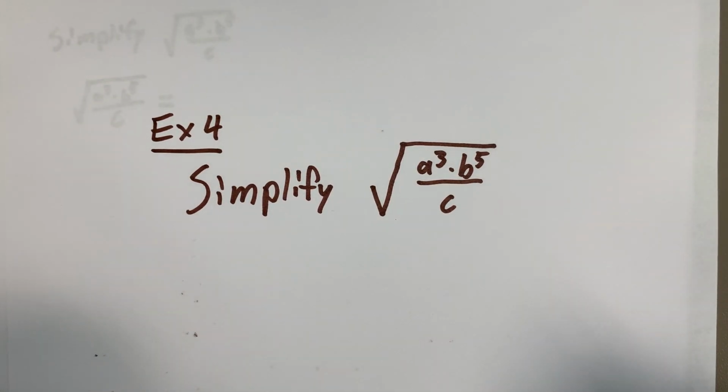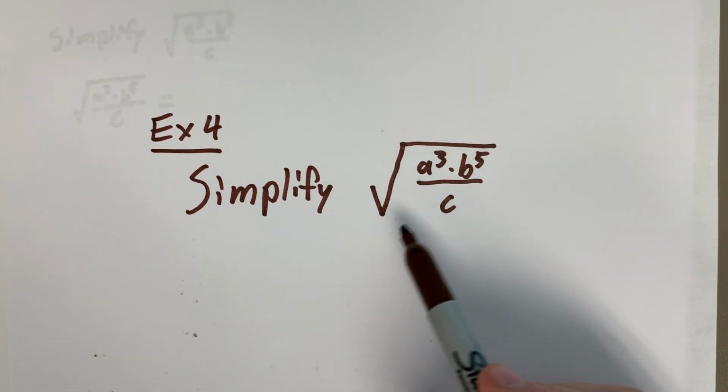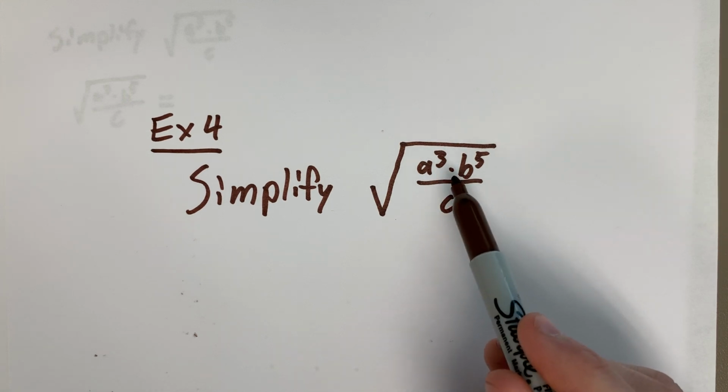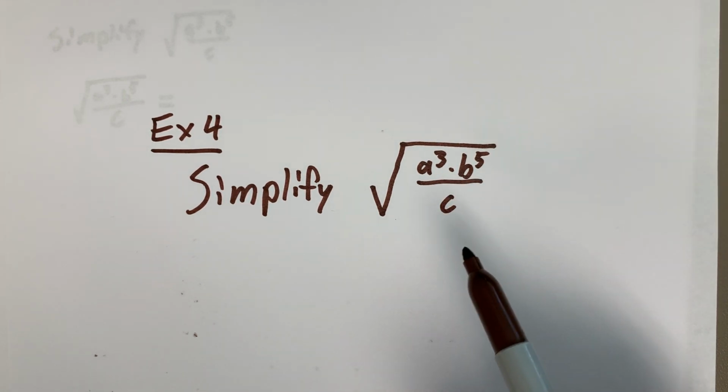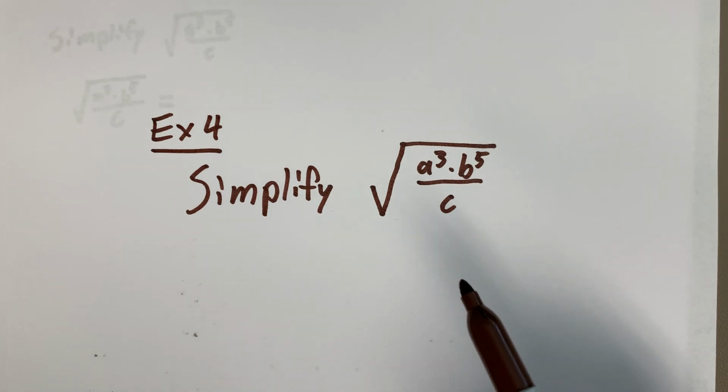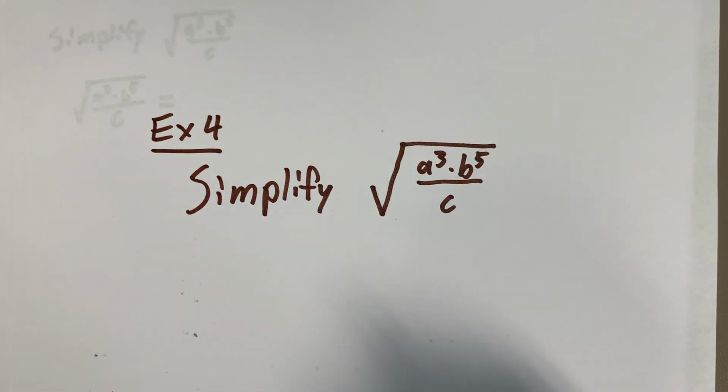Alright, so in this video, we're going to be breaking down the expression square root of the quantity a cubed times b to the fifth over c. And we preferably would want to use the same techniques that we've been doing in previous videos.